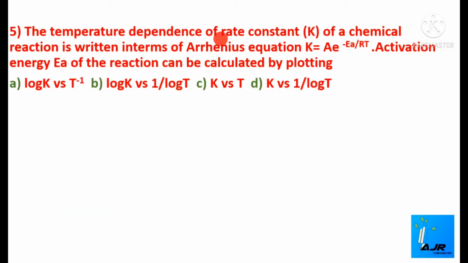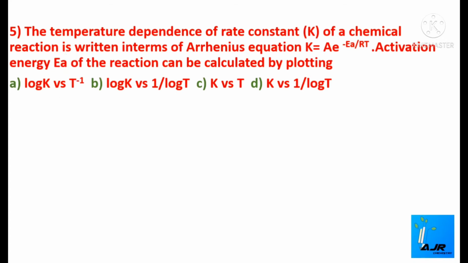Read the next question. The temperature dependence of rate constant K of a chemical reaction is written in terms of the Arrhenius equation, K is equal to A e power minus Ea by RT. The activation energy Ea of the reaction can be calculated by plotting. They have given the Arrhenius equation which relates the rate constant with the activation energy, and now they are asking which terms have to be plotted to calculate the activation energy.